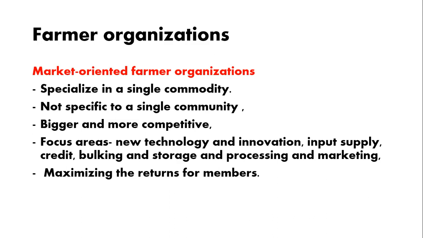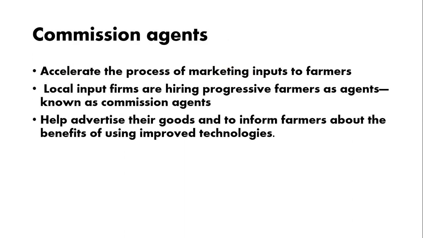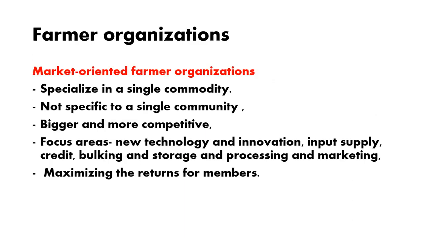So normally resource-oriented ones just worry about input supply and increasing productivity. But market-oriented farm organizations worry about new technology, innovation, input supply, credit, right, marketing. With that, they hope to generate more returns to the members on the basis of the economy, right? In the resource-oriented ones, they don't generate returns, they just give some services and go back. But market-oriented ones always try to generate more returns to the members, right? These are the farm organizations and types of farm organization.